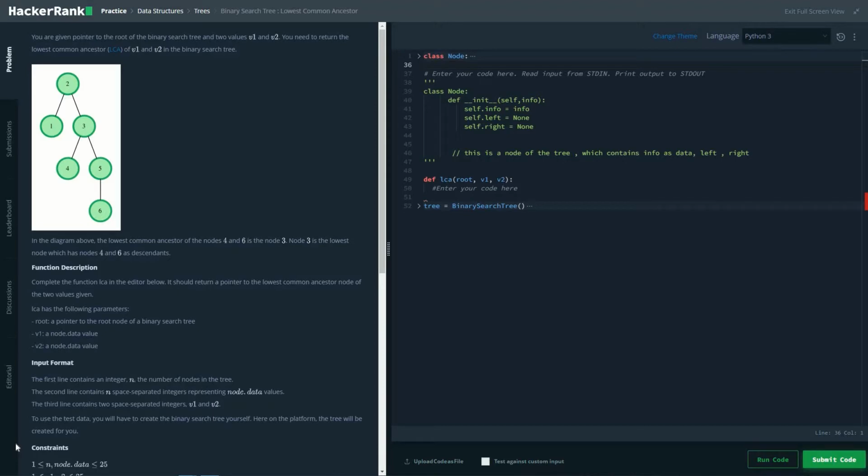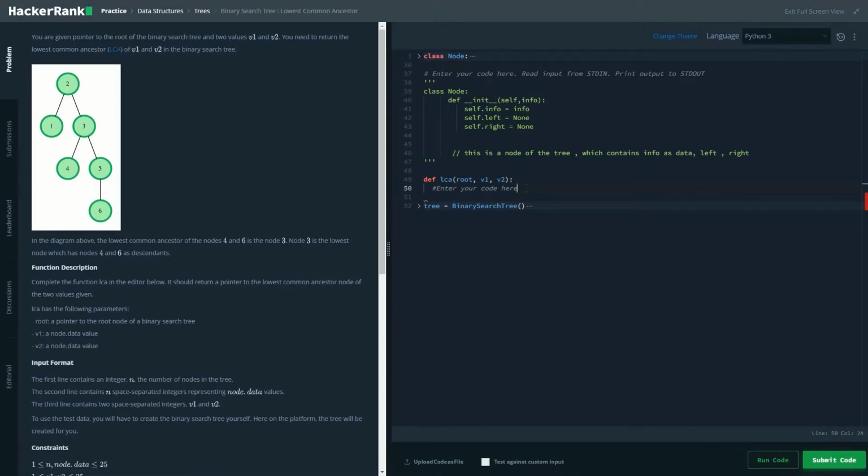In the given problem, you'd be given a pointer to the root of a binary search tree and two values, v1 and v2. You need to return the lowest common ancestor of v1 and v2 in the binary search tree. So between v1 and v2, you have to find the lowest value. It is something like that.